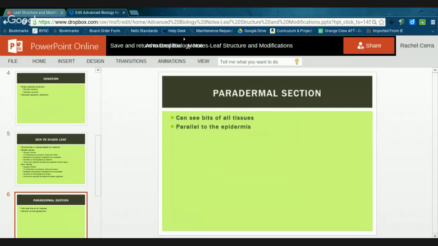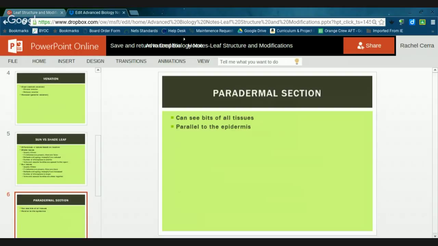Oh, all of the different tissues. Sorry. So you can see like the palisade mesophyll, the spongy mesophyll, the vascular bundles, things like that. We say this is parallel to the epidermis. This cut is parallel to the epidermis. It's kind of a random thing, but I thought I would let you know what a paradermal section is. It's usually only used in leaves.